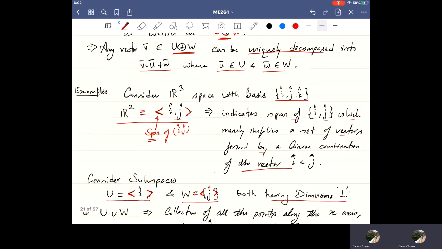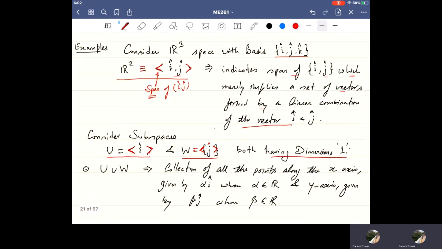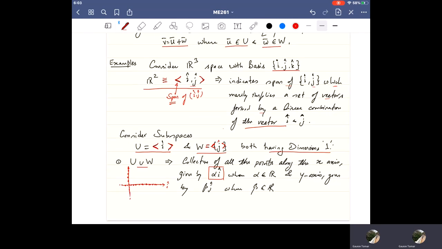Now, if you take U union W, then it's essentially a collection of all the points that lie along the x-axis and all the points along the y-axis. So all the points along i hat, if you put them together, you can write it as alpha i hat, and also all the j hats. All these points that you have on the x-axis and the y-axis are elements of this new set, which is formed by the union of U and W. That's union.